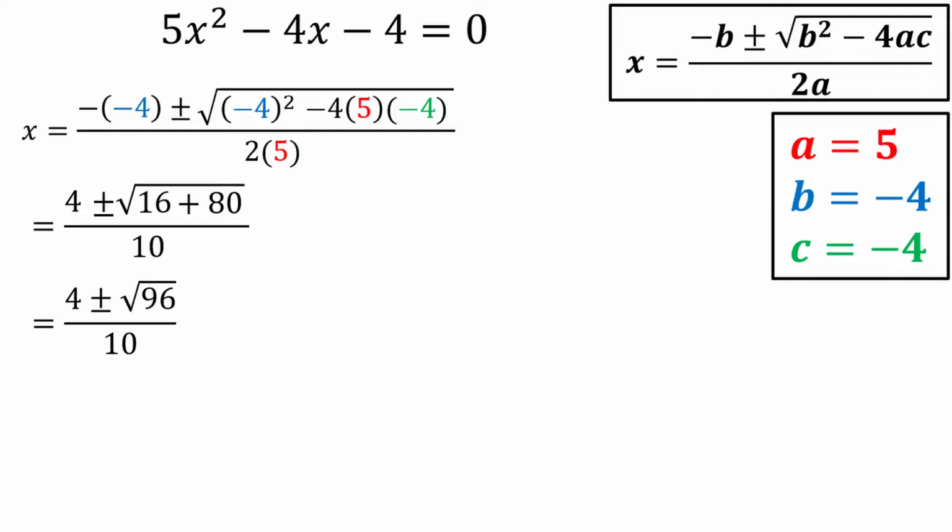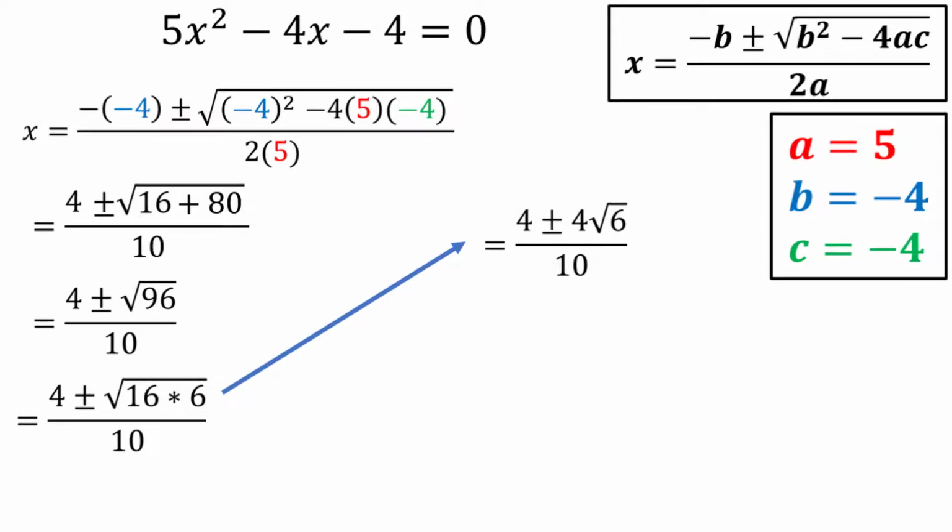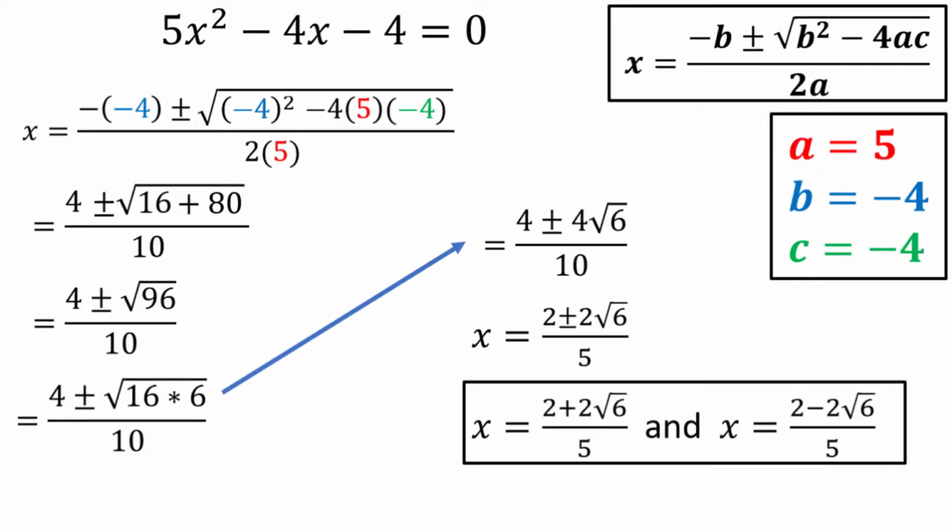96 is the same thing as 16 times 6, so we can rewrite the square root like this. The square root of 16 is 4, so we have 4 plus or minus 4 square root 6 divided by 10. Just like the last problem, our fraction can be reduced to 2 plus or minus 2 square root 6 divided by 5, as 4 out of 10 is equal to 2 over 5. Our final answer is x is equal to 2 plus 2 square root 6 divided by 5, and x is equal to 2 minus 2 square root 6 divided by 5.